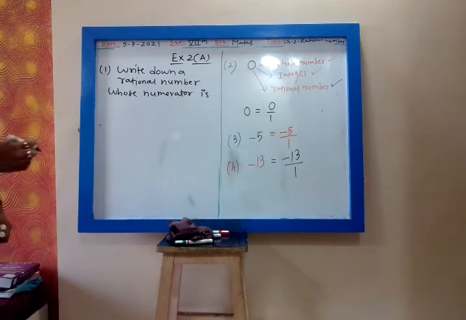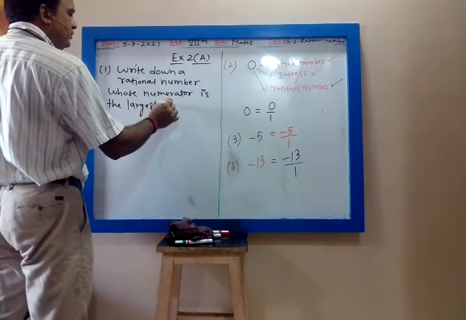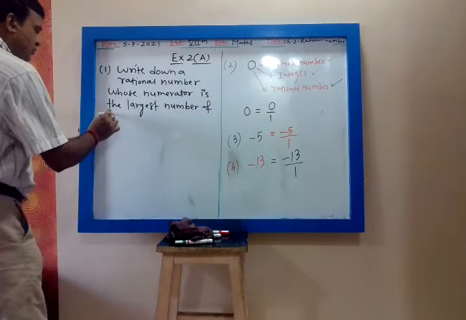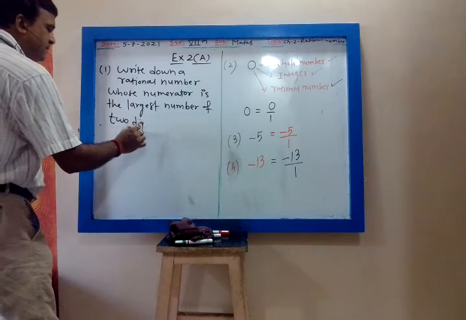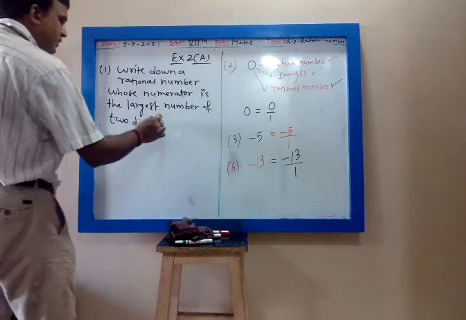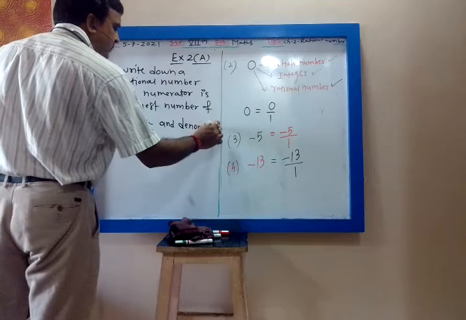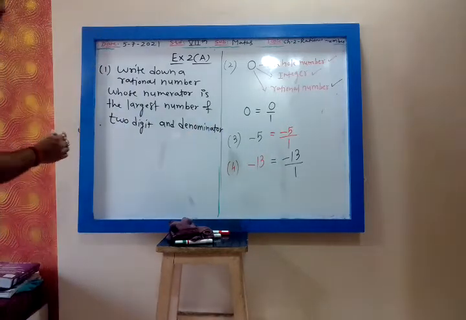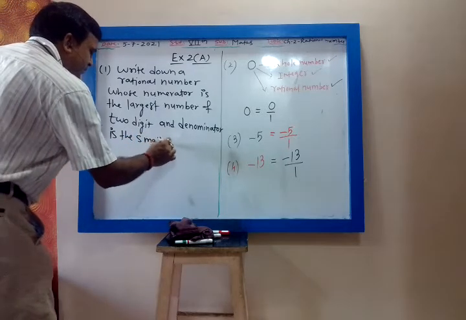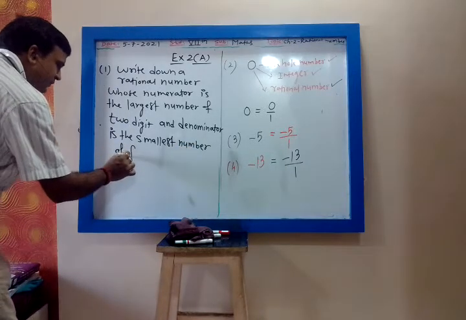the largest number of 2 digits. Whose numerator is the largest number of 2 digits, and denominator is the smallest number of 4 digits.